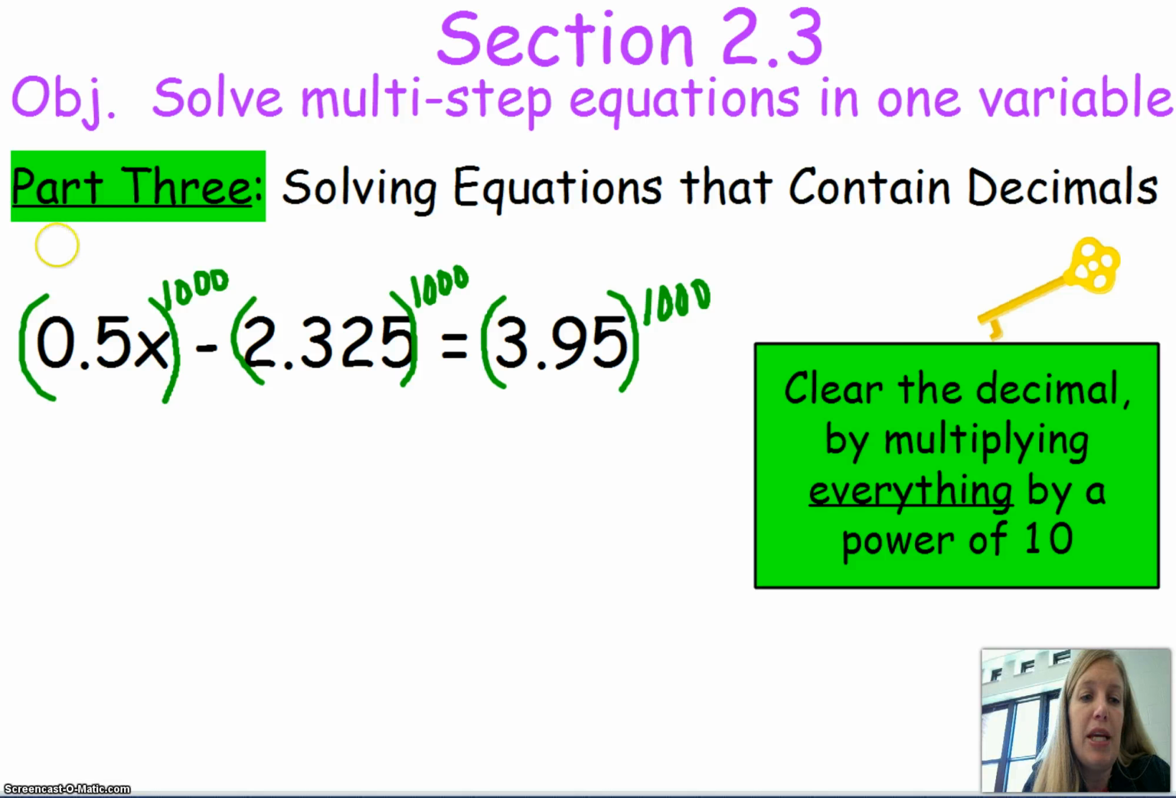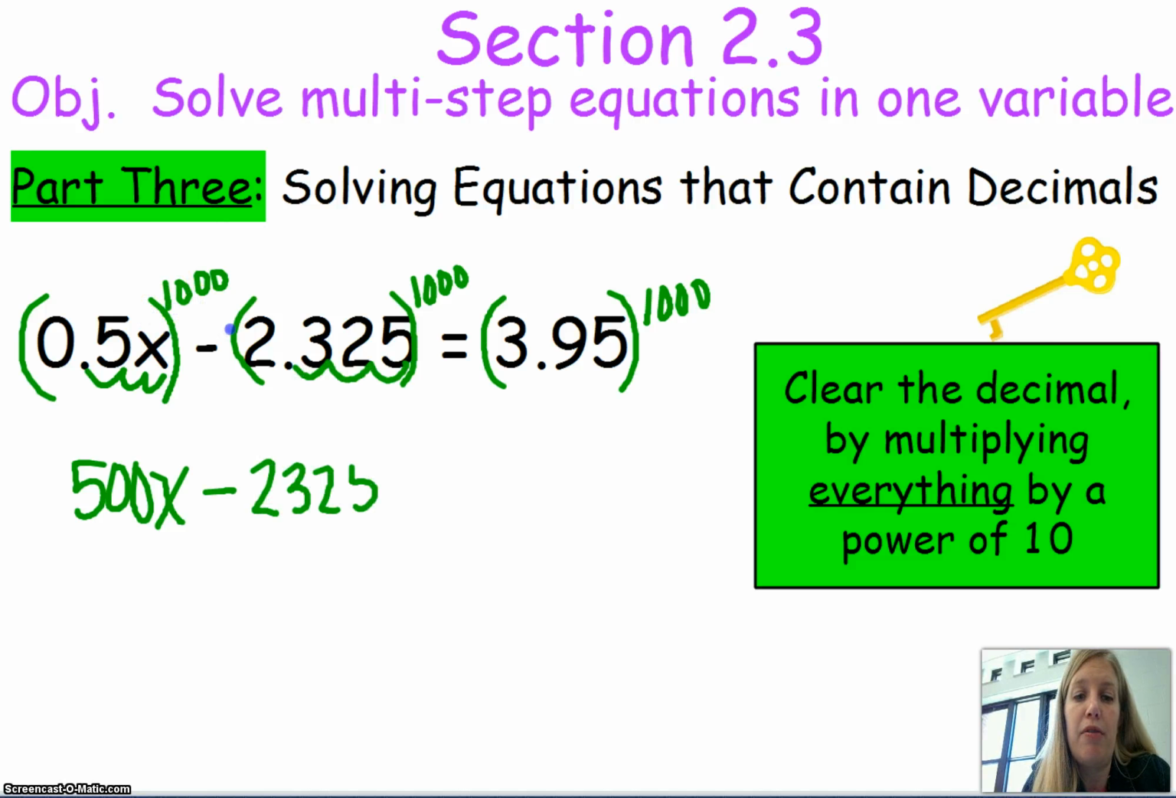So what this means is I'm going to move this 3 places. 1, 2, 3. So this is going to become 500x. Bring down your minus. Move this 3 places, 1, 2, 3. 2,325 equals 3 places, 1, 2, 3. 3,950. Okay, so they're big numbers, but that's okay.